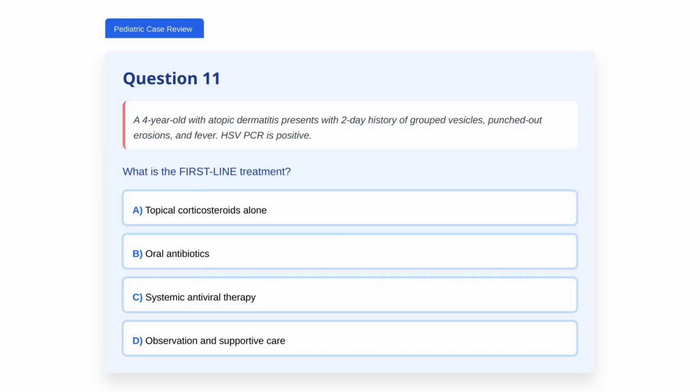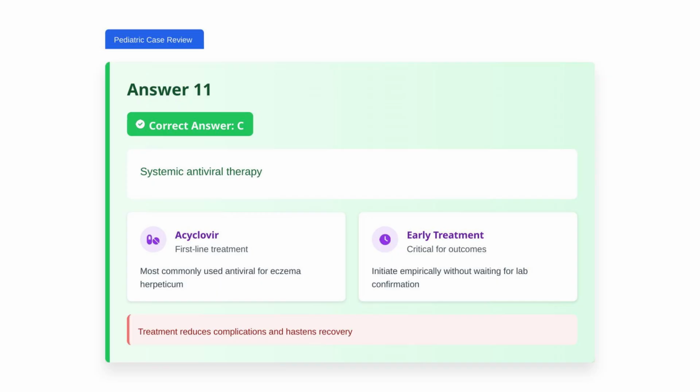A 4-year-old with atopic dermatitis presents with 2-day history of grouped vesicles, punched-out erosions, and fever. Herpes simplex virus PCR is positive. What is the first-line treatment? Is it topical corticosteroids alone, oral antibiotics, systemic antiviral therapy, or observation and supportive care? The correct answer is C.